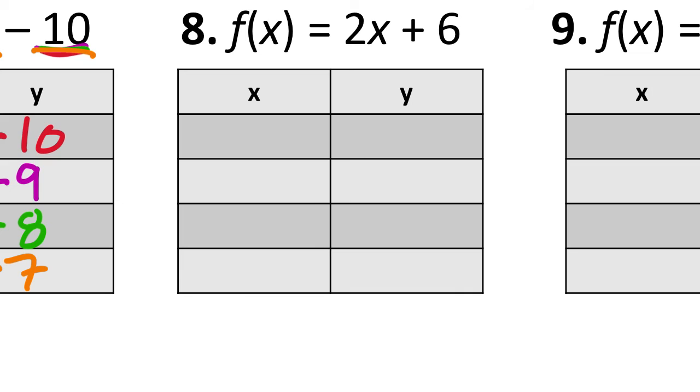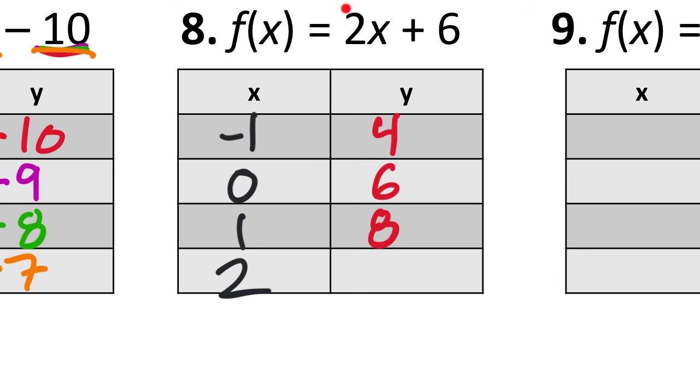So about number 8, again, you can use negatives if you want. You can say negative 1, 0, 1, and 2 if you'd like. You could even use decimals, but I'm not going to because that seems like it would make it more complicated than we want. So negative 1 times 2 is negative 2, plus 6 is 4. 2 times 0 is 0, plus 6 is 6. 2 times 1 is 2, plus 6 is 8. You can see the pattern there of adding 2 each time, which is the slope on this one. So 2 times 2 is 4, plus 6 is 10.